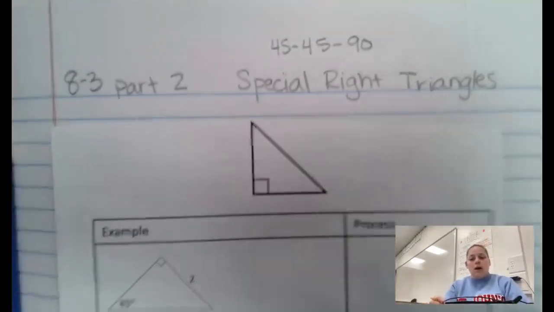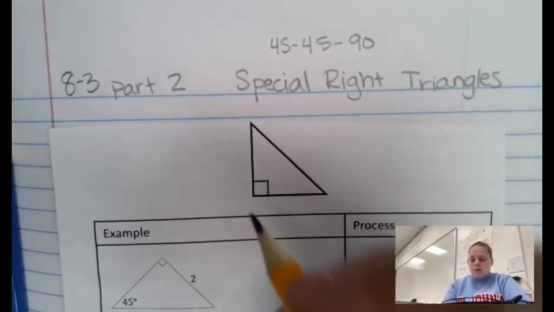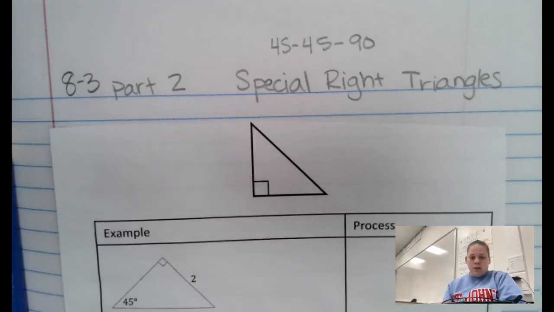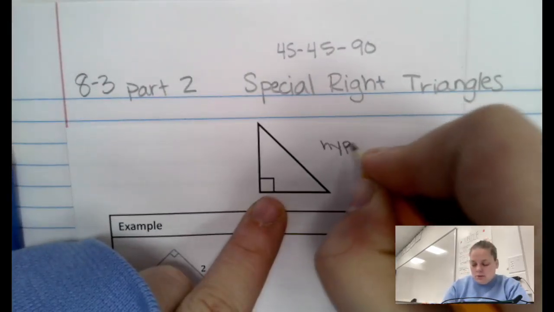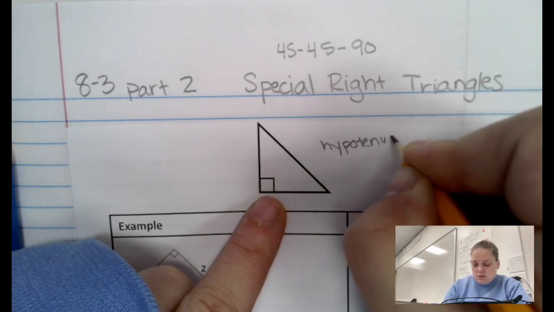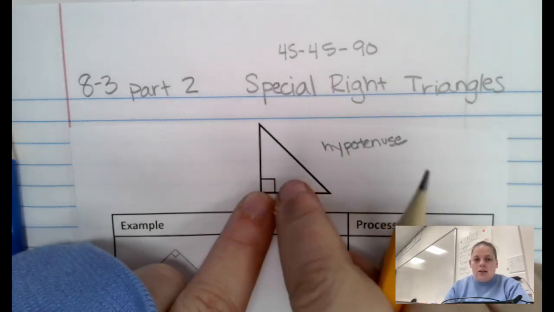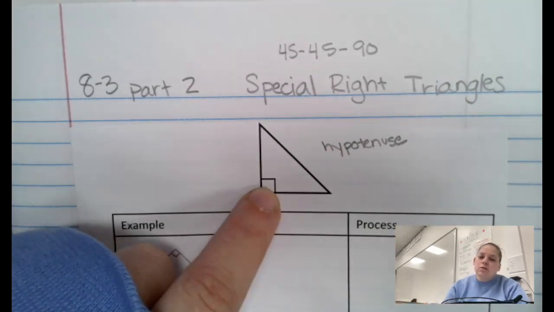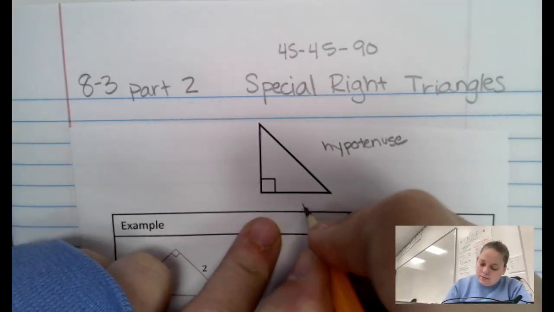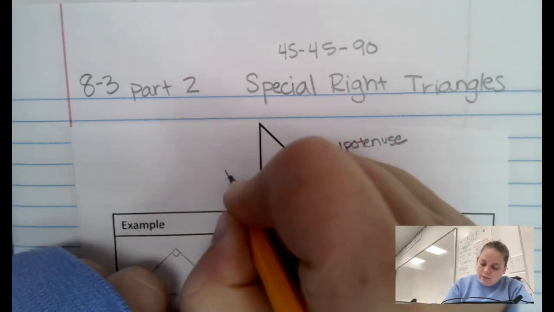Alright, we're going to start by labeling our right triangle up here. So we have our 90-degree angle. Across from that 90-degree angle, we have the hypotenuse. Remember, across means the one not touching it, the one that isn't connected. So our hypotenuse, and then we have our leg, and we have our leg.